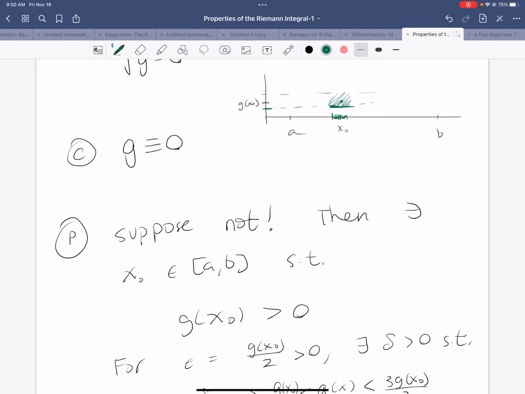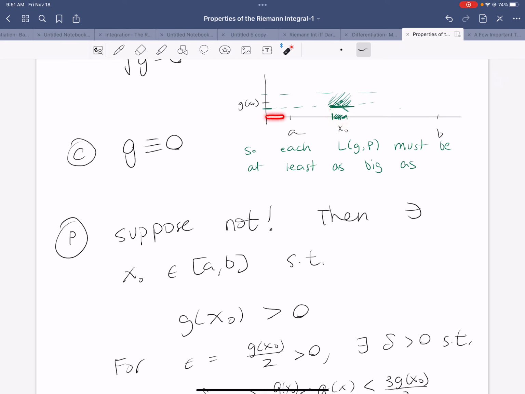So whenever I am computing my lower sums, each lower sum of G with respect to any partition P must be at least as big as 2 delta times G of X naught over 2, right?